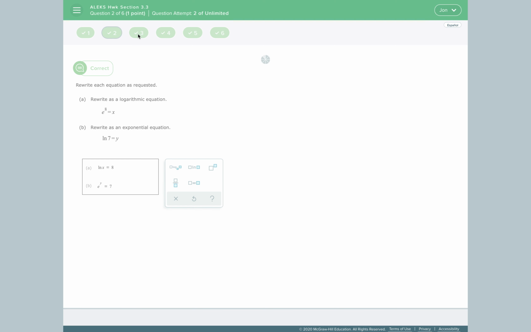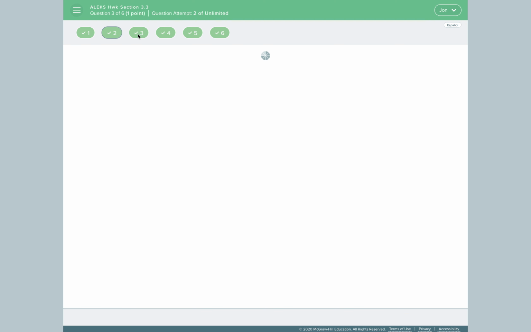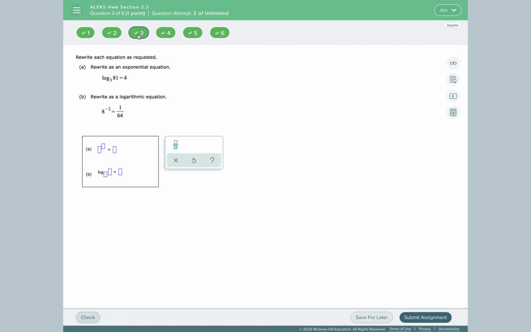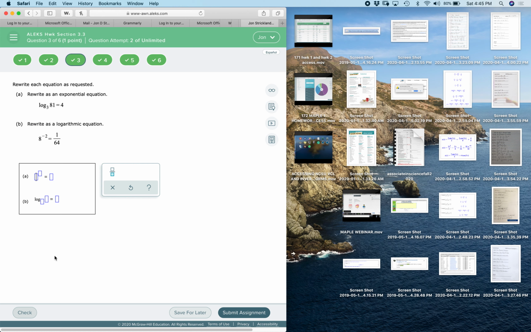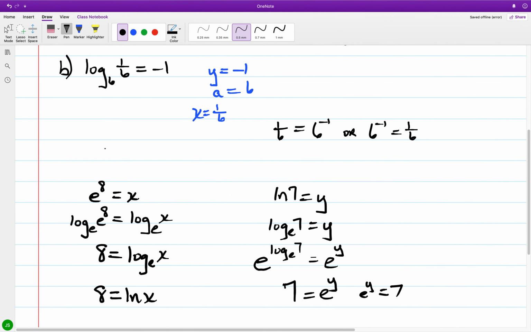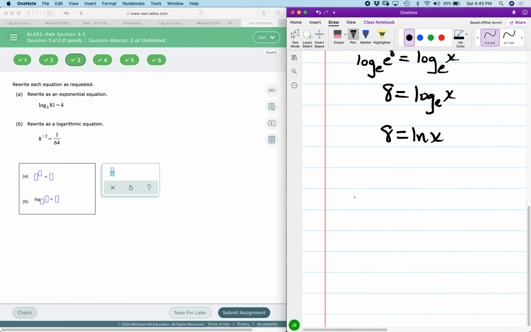Now for the third problem, we're looking at rewriting as exponential equations. If I rewrite as an exponential equation, I have the base 3 logarithm of 81 is equal to 4. And to rewrite as an exponential equation, I can get rid of the base 3 logarithm by applying the exponential base that is going to match.